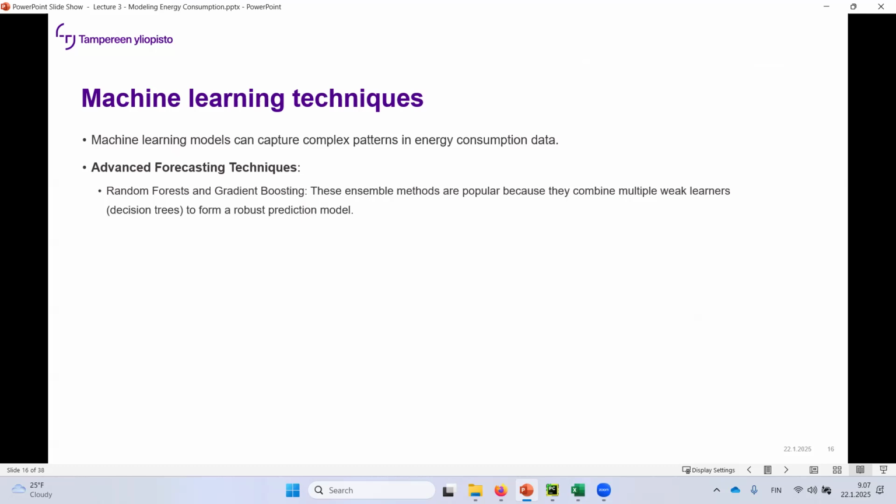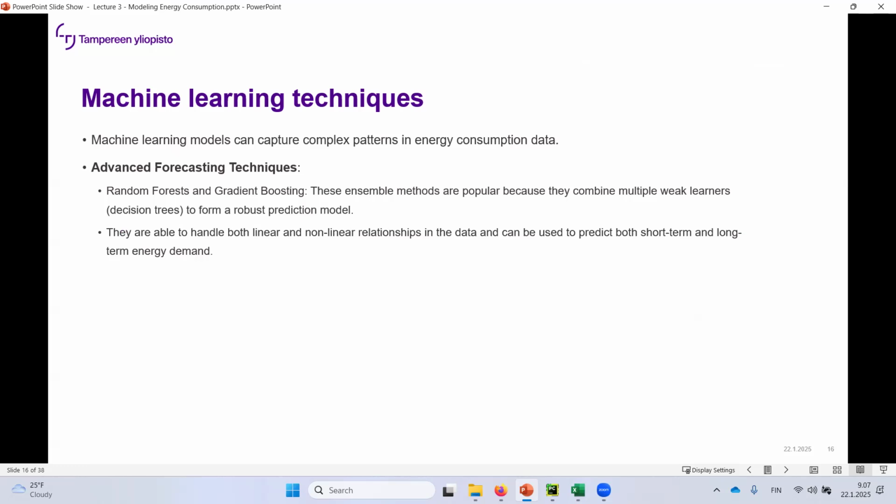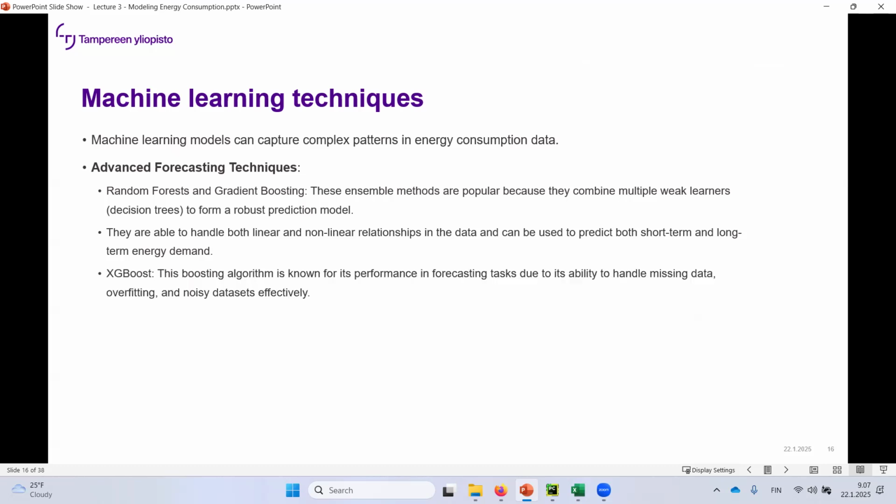Advanced forecasting techniques, these random forests and gradient boosting, they combine these so-called multiple weak learners, the decision trees, and they can handle both linear and non-linear relationships in data. And I tried, as I said, a lot of these in Python, but I couldn't make up a good example out of these. We'll see if we'll be using these in the exercises. I don't know if we have the time.